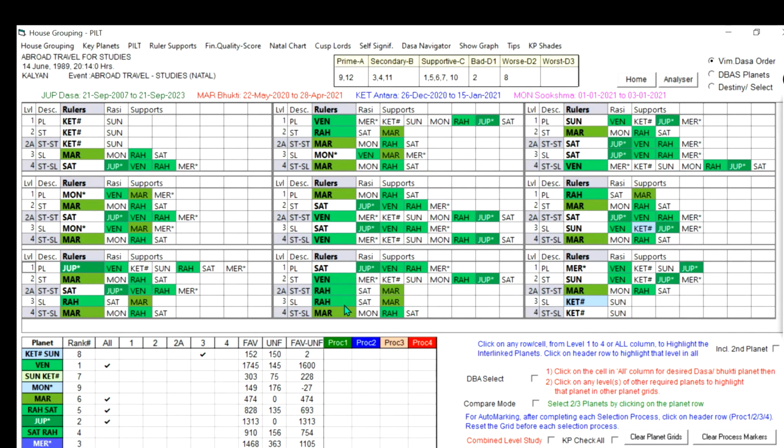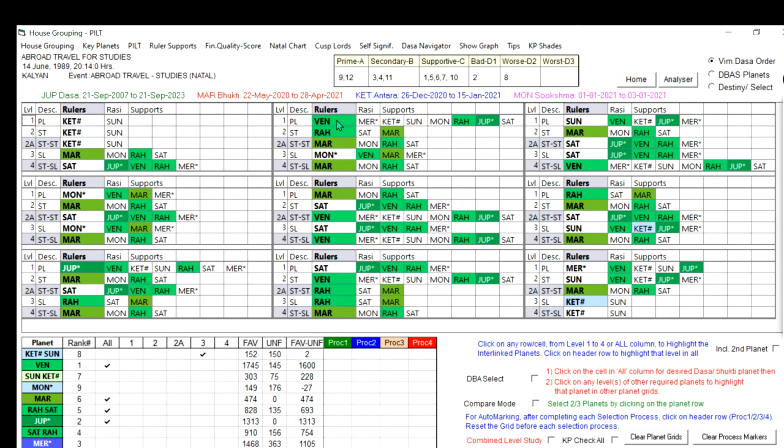Within Saturn, Mercury Antara did not give. Ketu Antara did not give. Venus Antara only supported the abroad travel, because Venus is in the star of Rahu, the 2A level is Mars, the sub is Moon, and the star lord of the sublord is Mars.